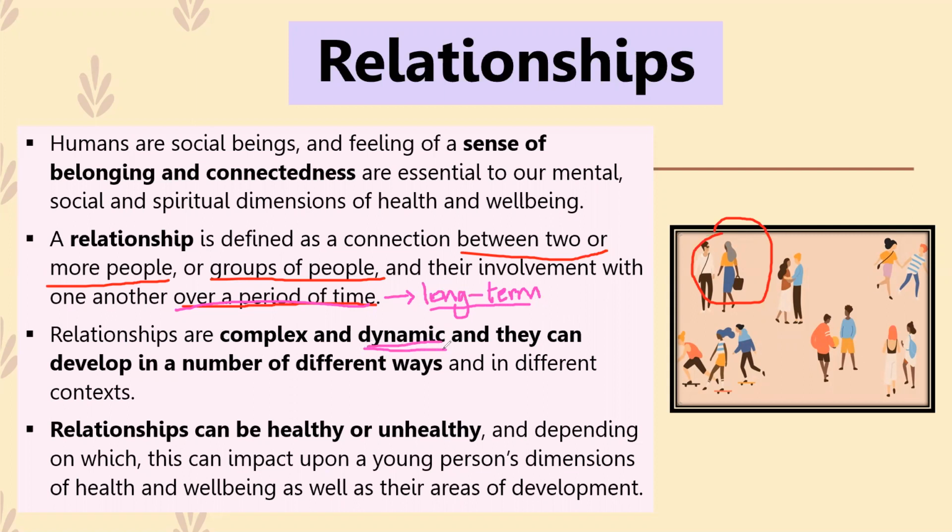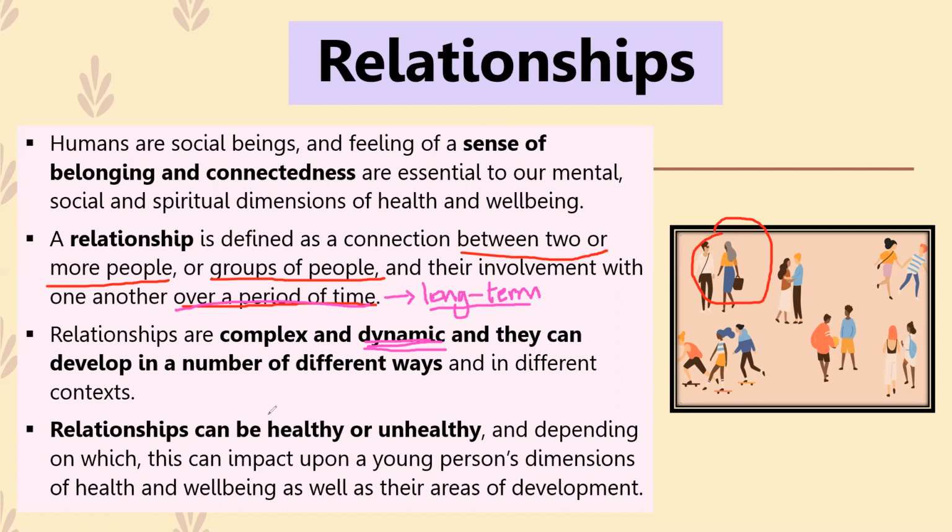We came across this word in chapter 1. Dynamic means that they're constantly changing, okay? They never stay exactly the same forever. So when we're looking at relationships, we also have to remember that relationships can occur, as I said before, in a number of different contexts. You can have professional relationships in the workplace. Out of work, you might have relationships with your friends who you see at school. All of that shows us that relationships are complex and dynamic.